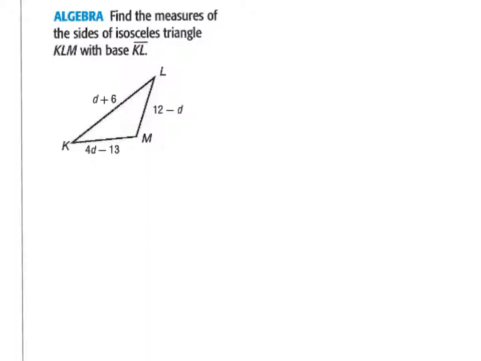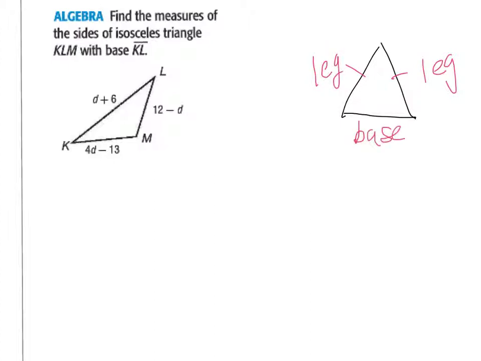First of all, you have to remember what the parts of an isosceles triangle are. In an isosceles triangle, two sides are the same. We call those sides the legs. And the side that is not the same, normally it's written on the bottom, but it doesn't have to be, is called the base. So the base is the oddball side.